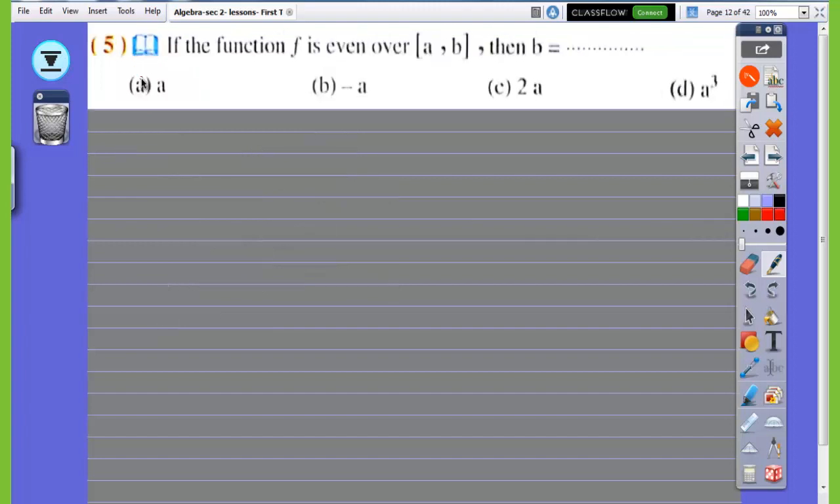Next question. We have the function f is an even over a and b over the interval a and b, then b equals, it is even function, so f of a equals negative f of a. It is an even function. Always we said we say for every negative x and the x belongs to the domain.